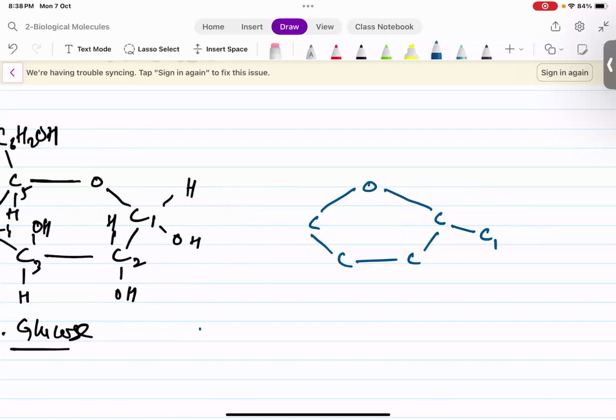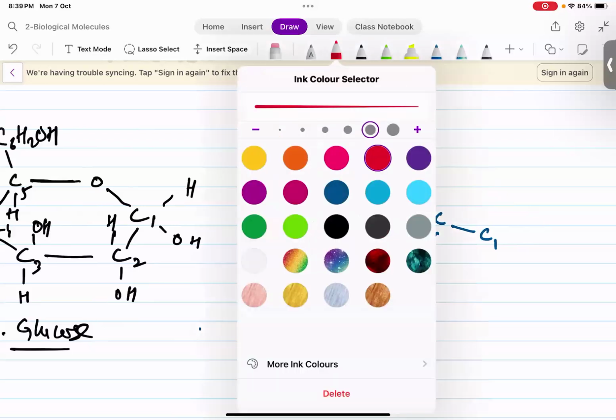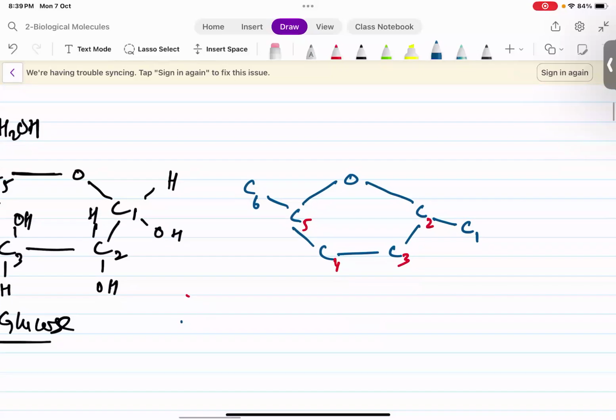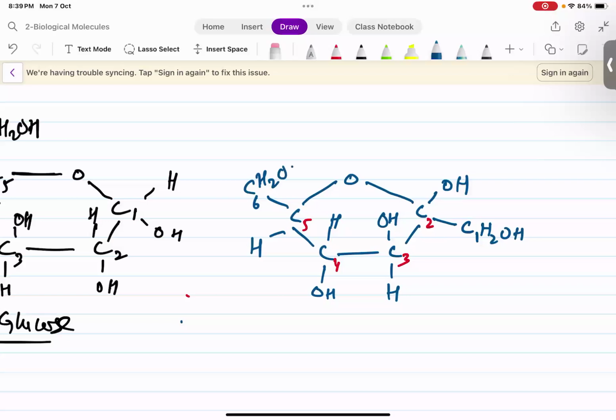This is carbon number 1. This is carbon number 2. This is carbon number 3. This is carbon number 4. This is carbon number 5. And you have carbon number 6 here. Carbon number 1, similarly, you can write CH2OH here. Carbon number 2 has an OH group here. Carbon number 3 has an OH group here and hydrogen here outside. This has an OH group here, hydrogen here. Carbon number 5 has an H here, and carbon number 6 has CH2OH here.